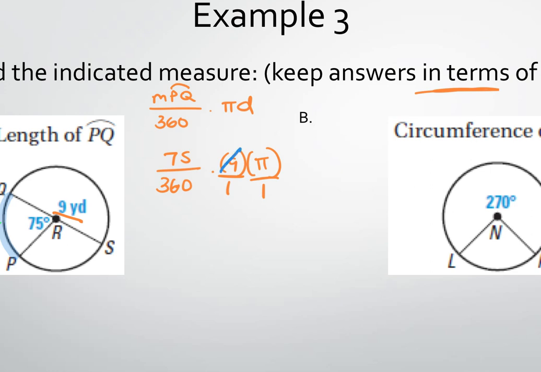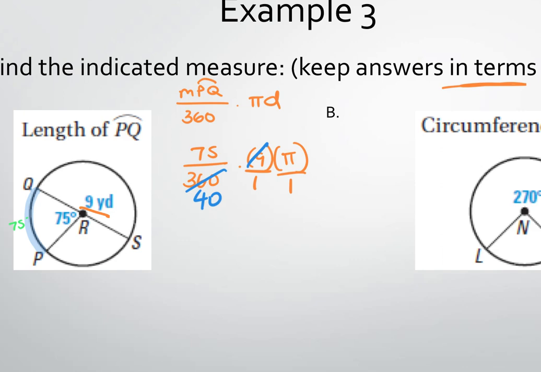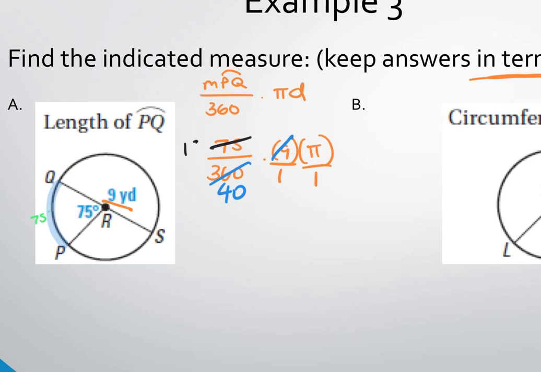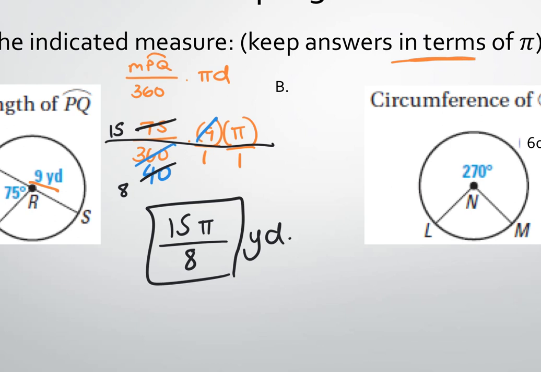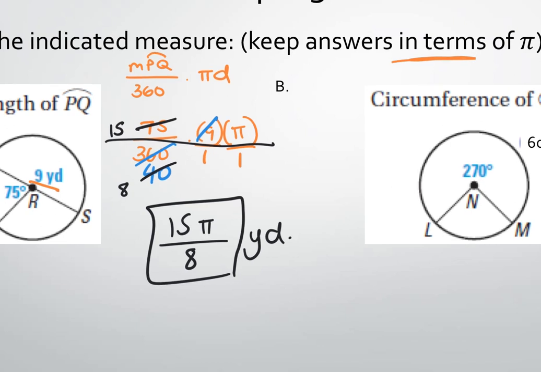All right, 9 goes into 360 40 times, and then 75 and 40 are both divisible by 5. This would be 15, and this would be 8. So in the numerator, what I have left is the 15 and the pi. In the denominator, I have left the 8. And in yards would be the measurement. So if it says keep answers in terms of pi, you're keeping it exact like that.